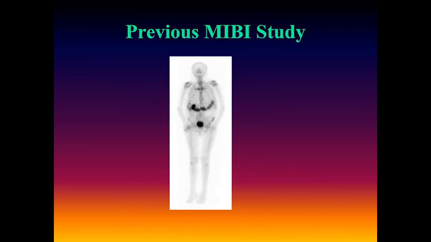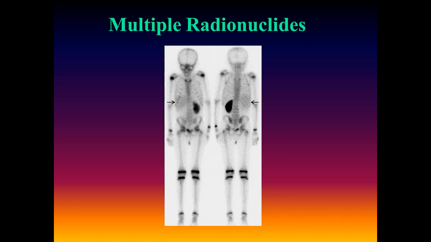This is an example of a patient who had recently undergone a MIBI myocardial perfusion imaging study, and you can see the diffuse activity within the transverse colon. This is a youngster who had recently undergone I-131 MIBG therapy, and the liver activity on this bone scan reflects the I-131 MIBG accumulation within that organ.